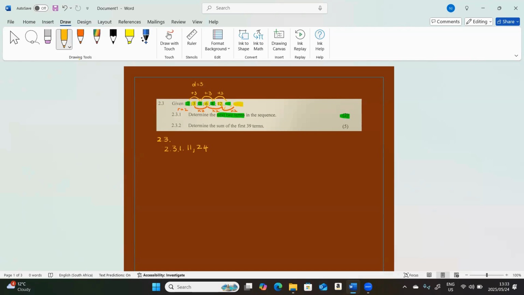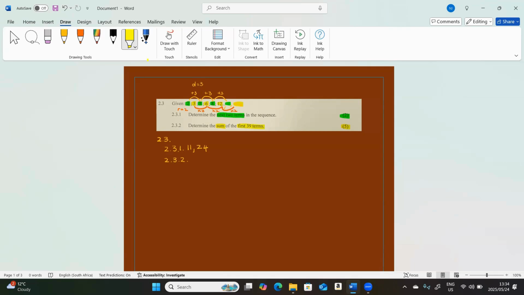All right, so then 2.3.2. Let's quickly read the question for 2.3.2. What we need to do there for 5 marks is they say you have to determine the sum of the first 39 terms. Let's just highlight what we need to do over here. And this is definitely going to be a yellow sum. I'm going to explain my reasoning behind that now. So they say determine the sum, guys, of the first 39 terms.